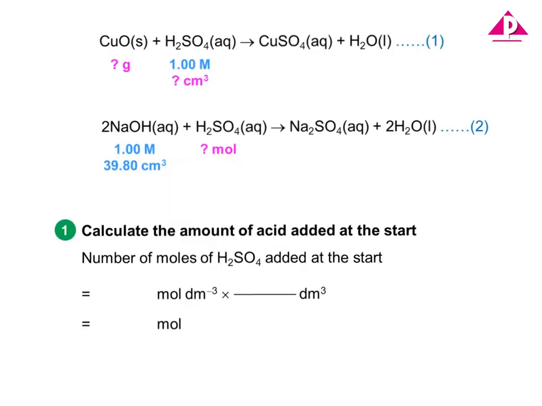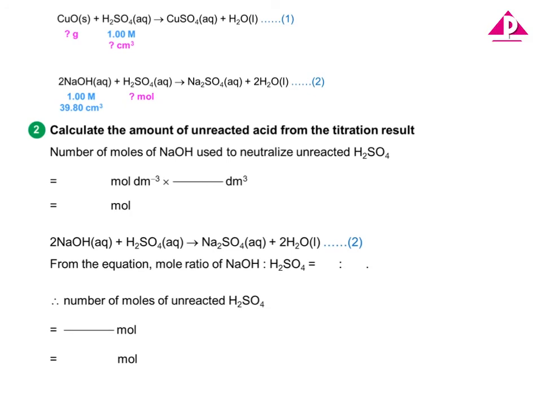Now, let's start the calculation. Firstly, calculate the amount of sulfuric acid added at the start. If you remember, the sample is dissolved in 40 cubic centimeters of 1 molar sulfuric acid at the beginning. So the number of moles of sulfuric acid added is 1 times 40 over 1,000, which is 0.0400 moles.